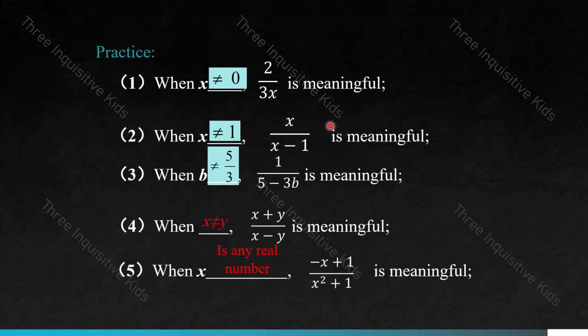If x is equal to 1, then the denominator would be 0. So we don't want x to be equal to 0 or 1. Same thing for the rest of these. And here, when x is not equal to y, this is another type of condition that you can have, the relationship between two variables. If x and y are the same value, then you'll see that it'll be x minus x or y minus y, and the bottom will be 0. So x and y cannot equal each other. This is what you need to really think about when you have two variables on the denominator. And for the fifth one, what type of number is x? So when x is any real number, this will be meaningful.